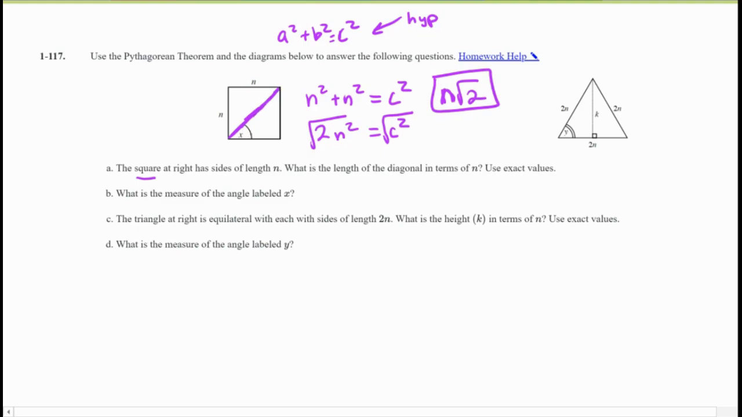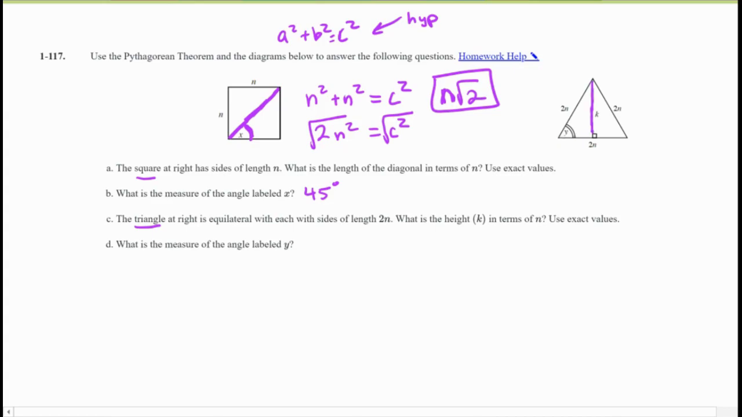Second one asks about this angle x here. We know squares are 90-degree angles, and so this one being cut in half tells me that that's going to be 45 degrees. And then the third one, C here, is talking about the triangle, where it's an equilateral triangle where all the sides are 2n. We're going to look for K here.